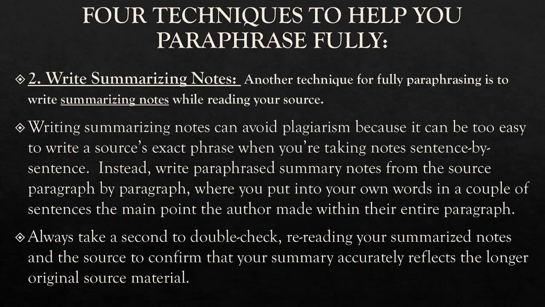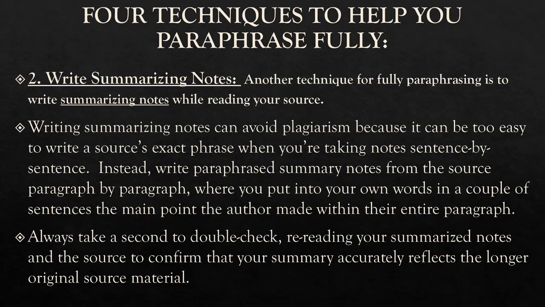Okay, so that's saying paraphrase and paraphrase, double paraphrase. But here are some techniques for actually doing that paraphrasing the first or second time. One is to write summarizing notes. So this is another technique for fully paraphrasing. It's to write summarizing notes while you're reading your source. So writing summarizing notes can avoid plagiarism because it's too easy to write a source's exact phrase when you're taking notes sentence by sentence. Like you read the source's sentence and then you write your notes. You read the next source sentence, then you write your notes. Too easy to take a phrase, to take a wording.